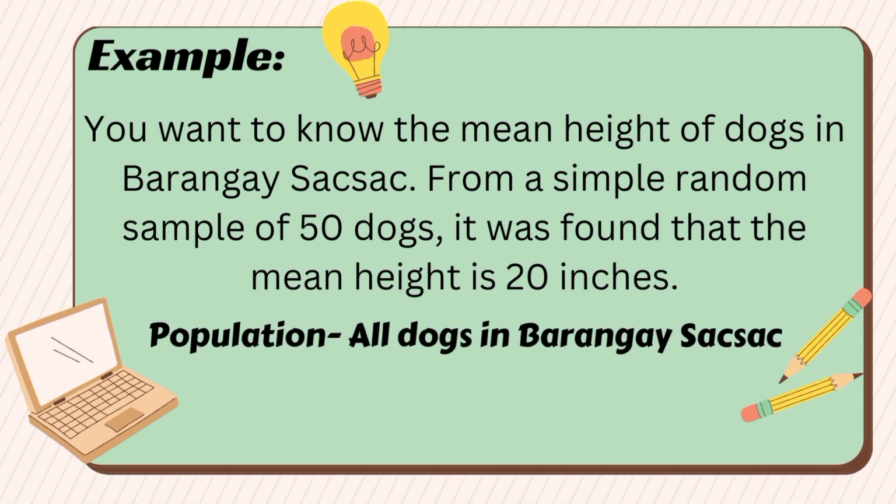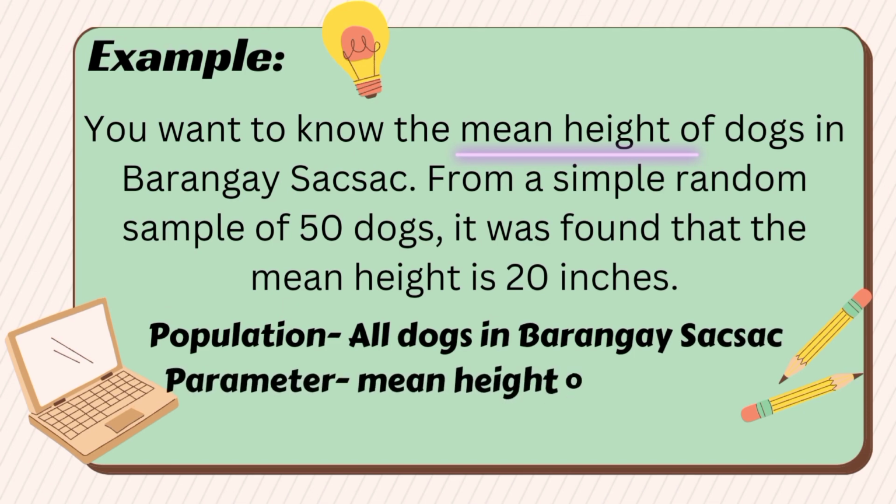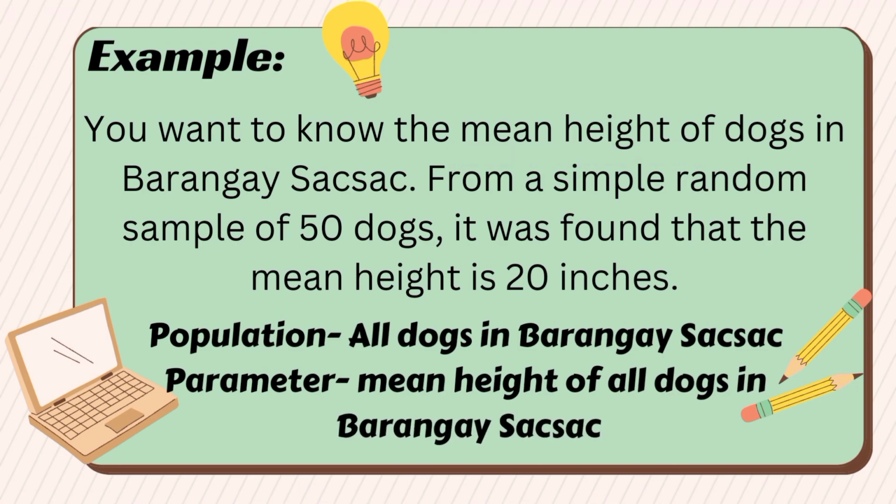Then, let's identify the parameter of the given problem. Our population is all dogs in Barangay Saksak, right? What describes our population? What pertains to our population? The mean height describes our population, right? It pertains to our population. Our parameter is the mean height of all dogs in Barangay Saksak.